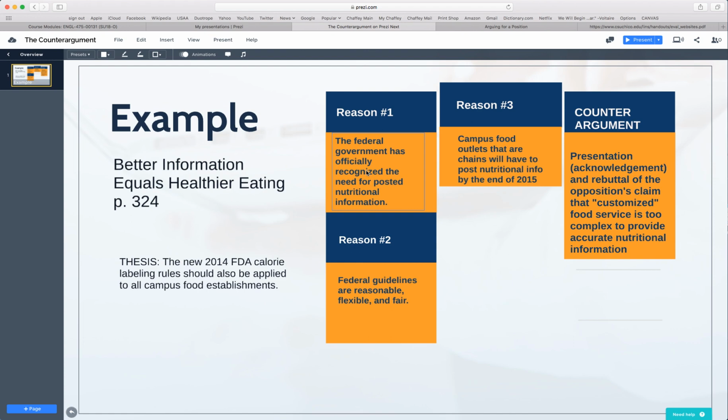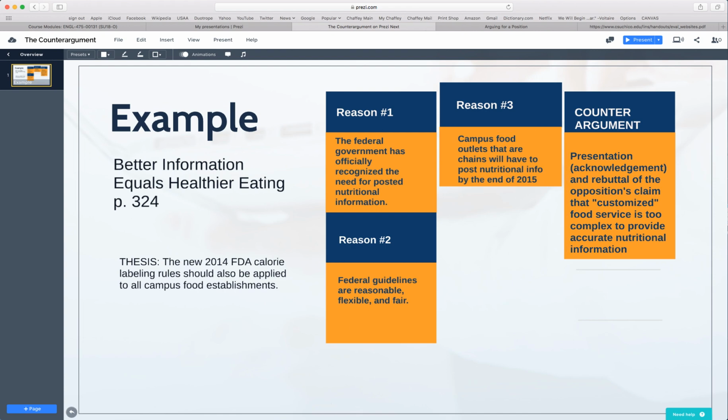She gives us 3 distinct reasons here. The first one is that the government has already officially recognized that we should have that. The second reason she gives us is that the federal guidelines are reasonable, flexible, and fair. And the third is that campus food outlets that are chains will already have to post nutritional information by the end of 2015, right?